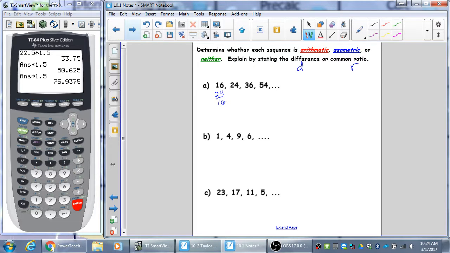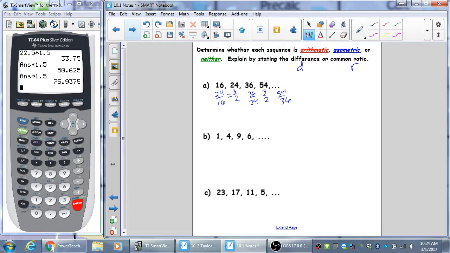What about 24 over 16? That's 6/4, that's 3 halves. 36 over 24, that's 6/4, that's 3 halves. How about 54 over 36? What goes into both of those? 9 does. Yeah. Wait. What's that now? It's not geometric, is it?